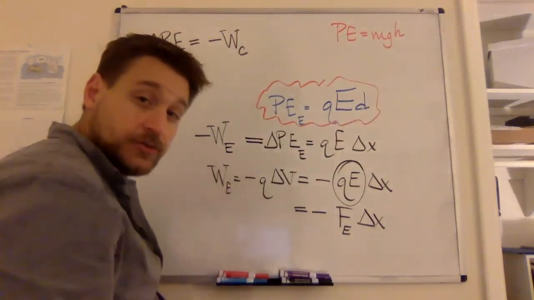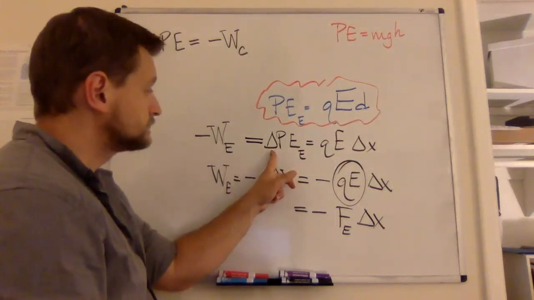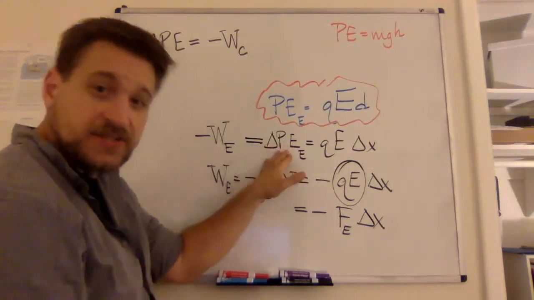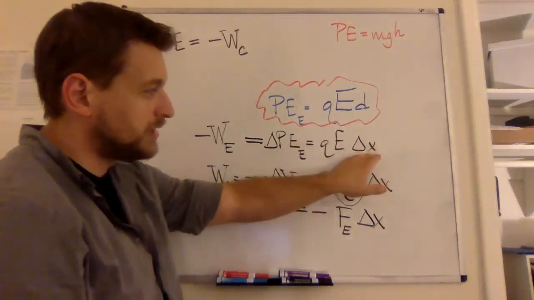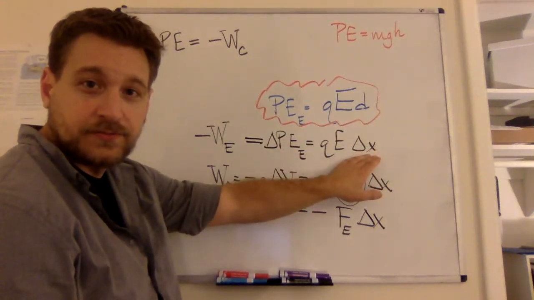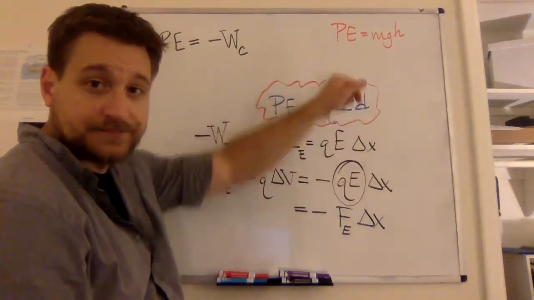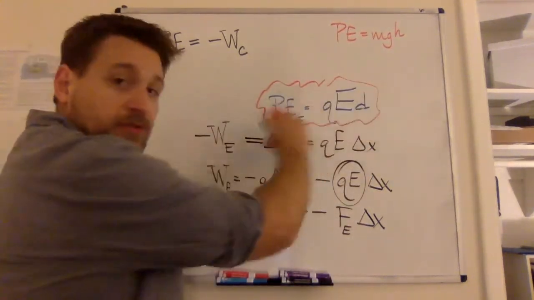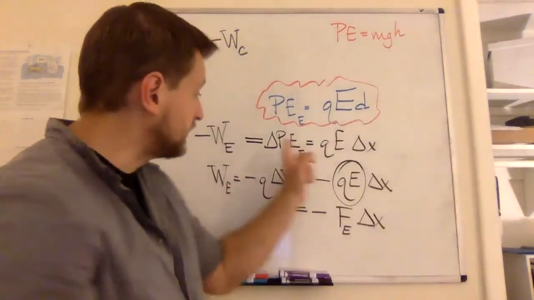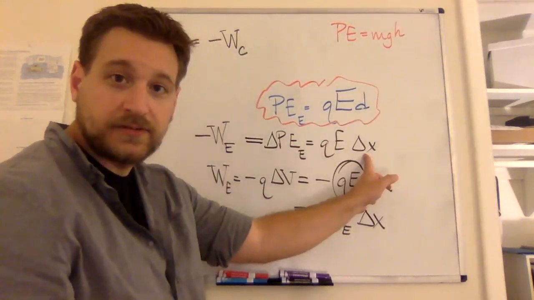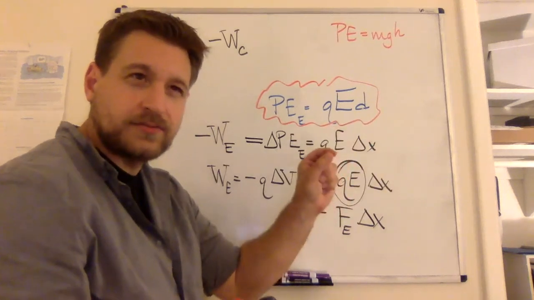What's really true is the delta. Changes in electric potential energy are as a result of changes in configuration, just like for gravity. So I'm going to erase this. It was a nice springboard, and it got us to this. But we don't need it anymore.